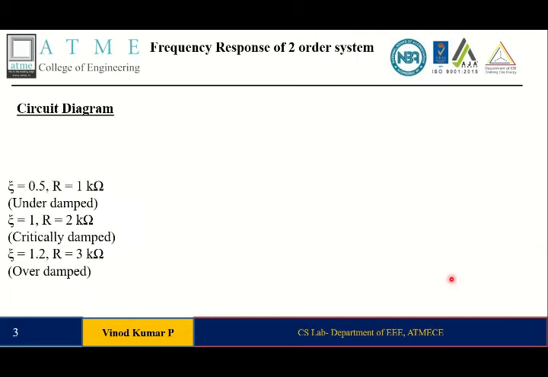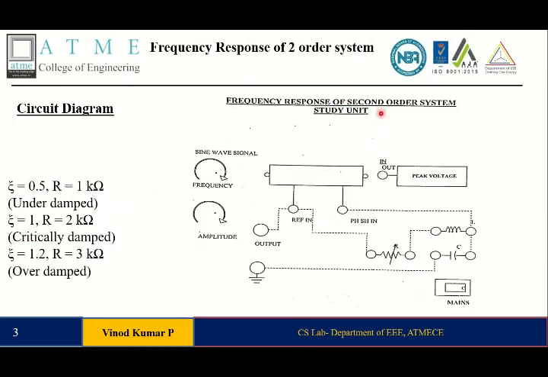Coming to the circuit diagram for the frequency response of a second order system, this is our sine wave signal, and you can set the frequency in steps from 100 hertz to 2 kilohertz. But if you want to enhance that, you can use the signal generator to increase from 2 kilohertz up to 3 megahertz. Similarly, the amplitude voltage will be 6 volts peak to peak, and the peak voltage it will record in the kit.